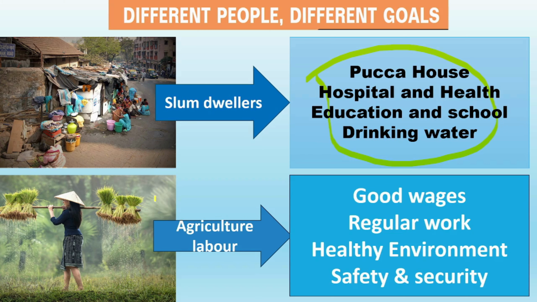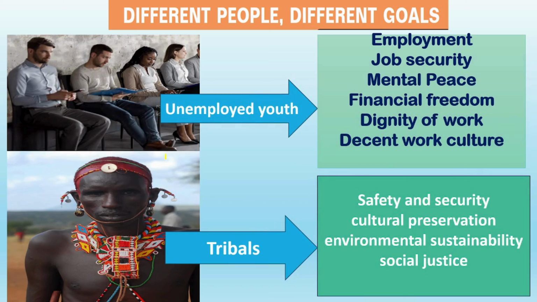Then come to picture number 2. Picture number 2 is the agriculture labor. In his perspective, good wages, regular work, a healthy environment, and safety and security in agriculture fields are the development goals. So the development goals of slum dwellers are different from the development goals of agriculture labor. So different sets of people have different sets of developmental goals.